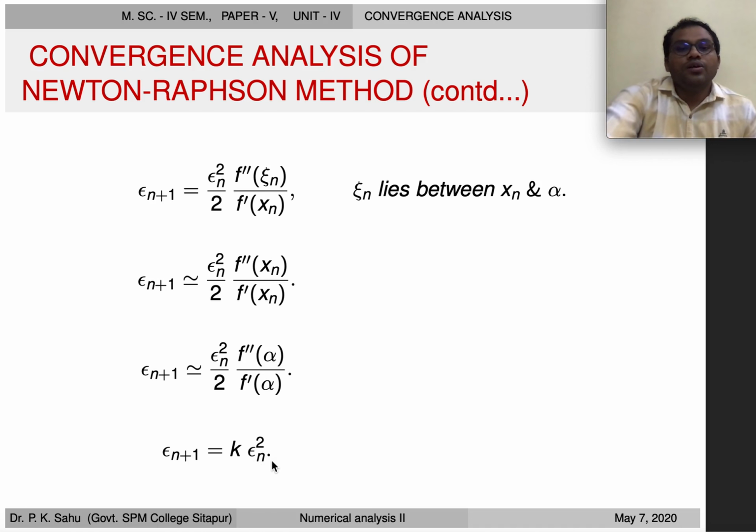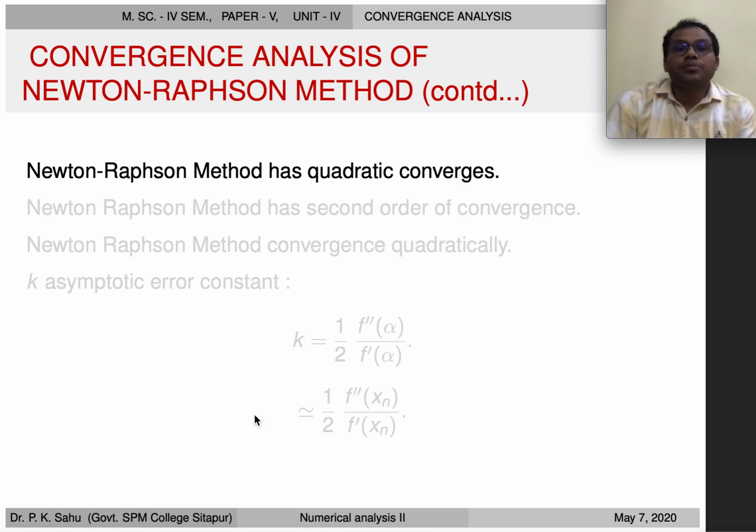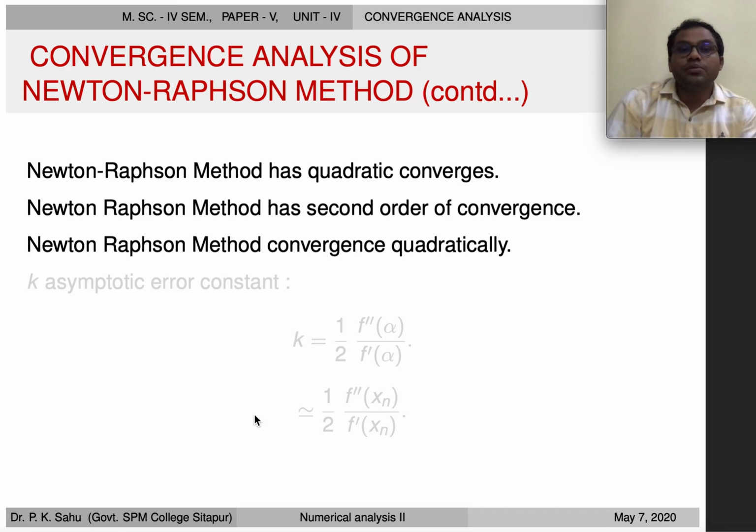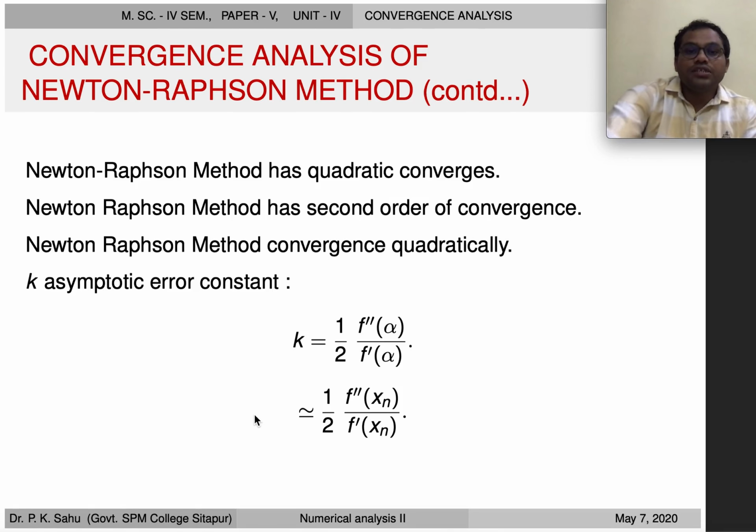So now compare it with the given definition. What we have? P is equal to 2. So Newton-Raphson method has a quadratic convergence, or Newton-Raphson method has second order of convergence, or we can say Newton-Raphson method converges quadratically, and the asymptotic error constant k is given by 1 by 2 of f double prime of alpha divided by f prime alpha.